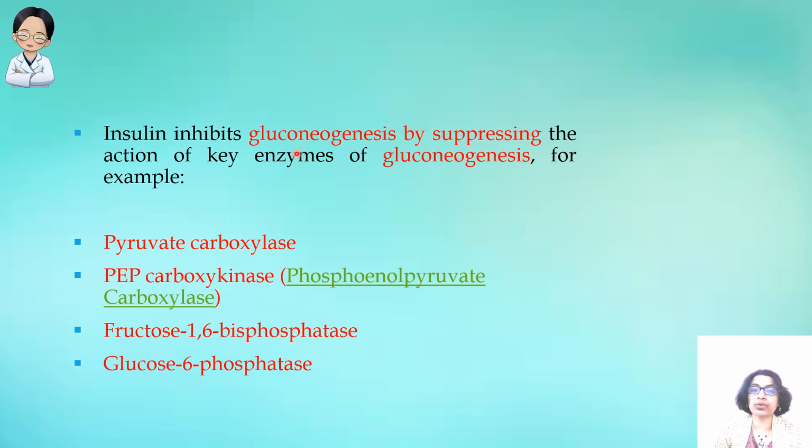Insulin inhibits gluconeogenesis. So what is the meaning of gluconeogenesis? Gluco means glucose, neo means new, genesis means production. Insulin controls the availability of glucose, so that glucose will not be made available in the blood, by suppressing the action of key enzymes of gluconeogenesis. For example, pyruvate carboxylase, PEP carboxykinase, that is phosphoenolpyruvate carboxykinase, fructose 1,6-bisphosphatase and glucose 6-phosphatase.